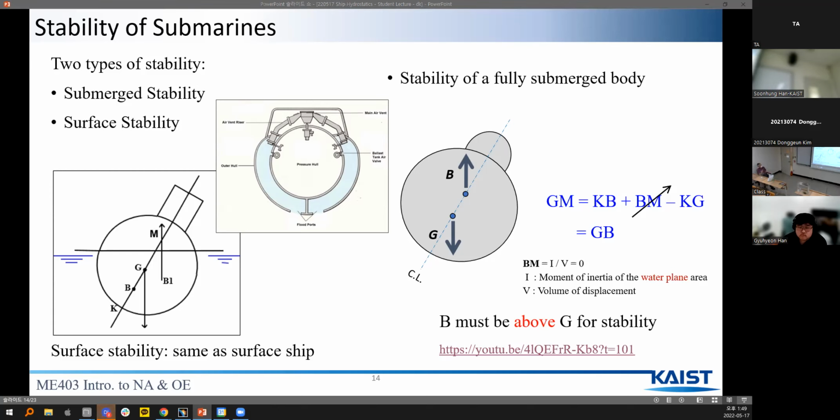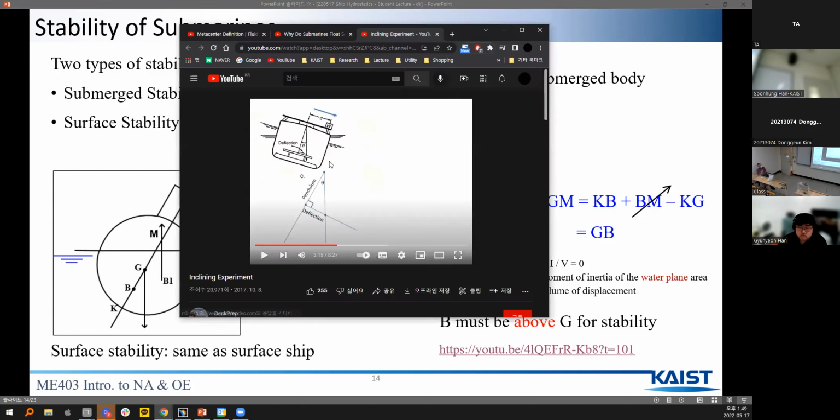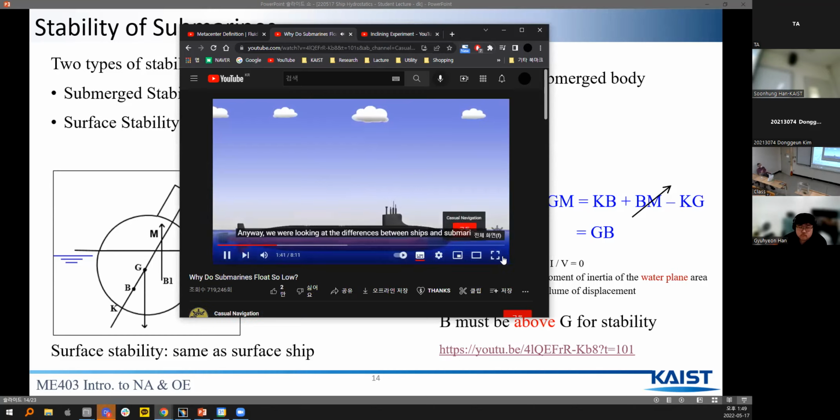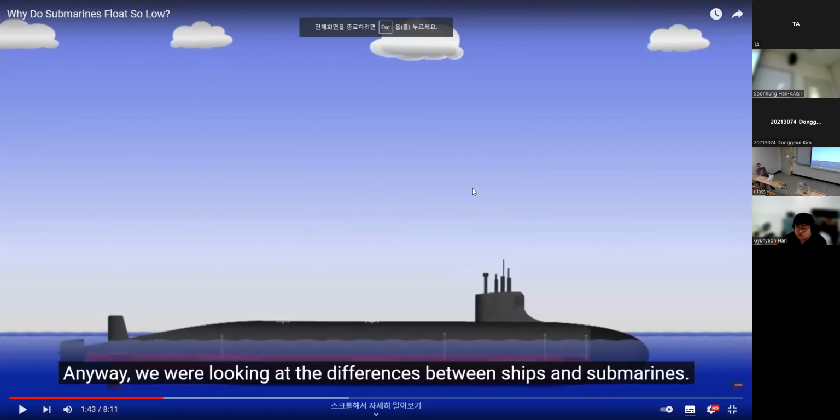And last, we were looking at the differences between ships and submarines. This video is a YouTube video about the difference between ship and submarine stability.